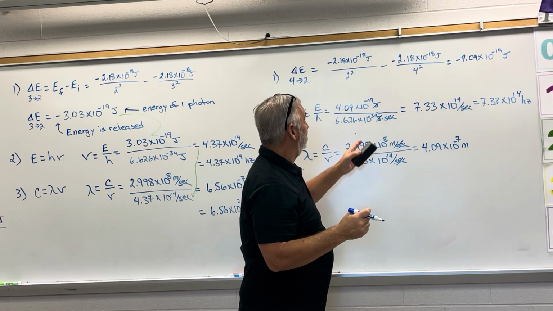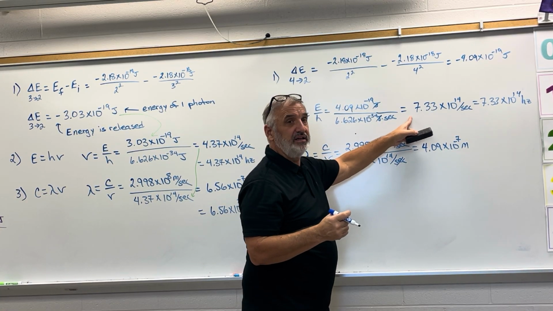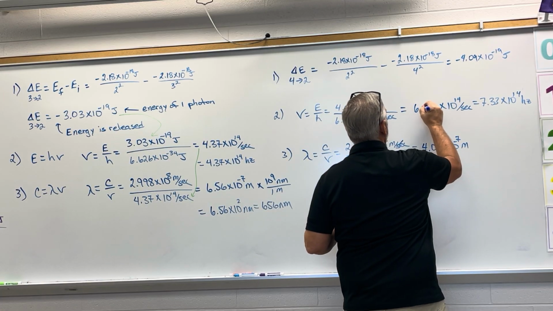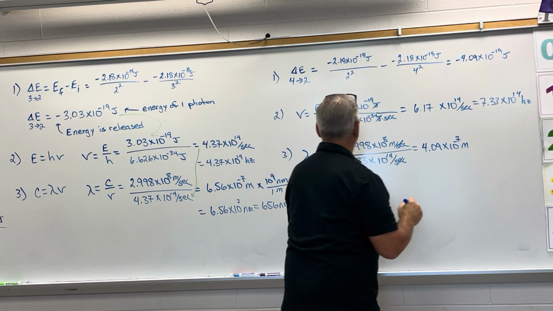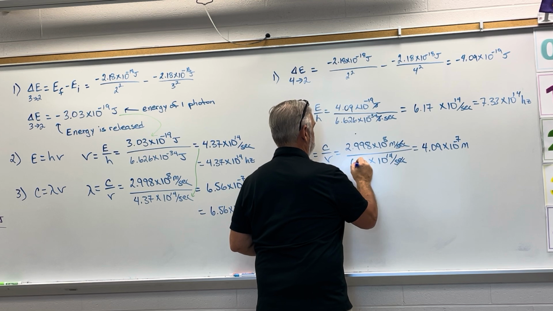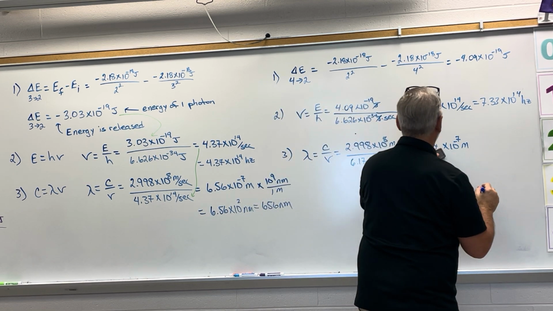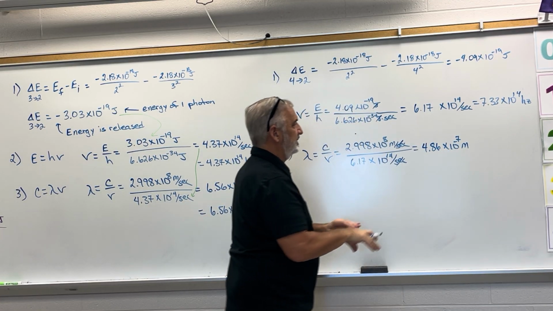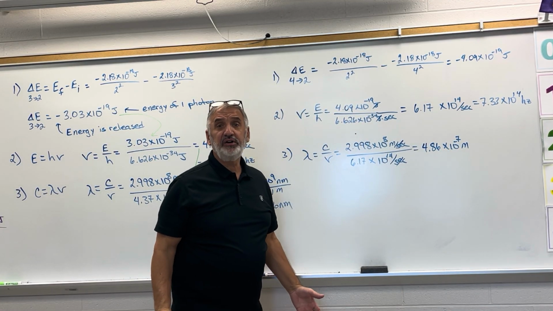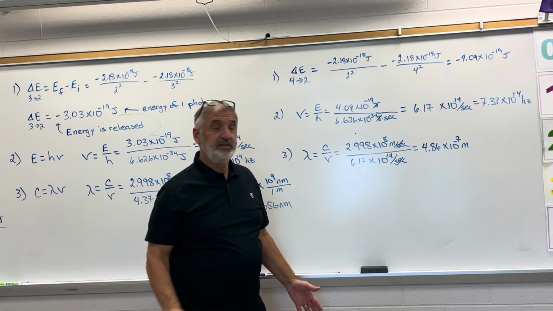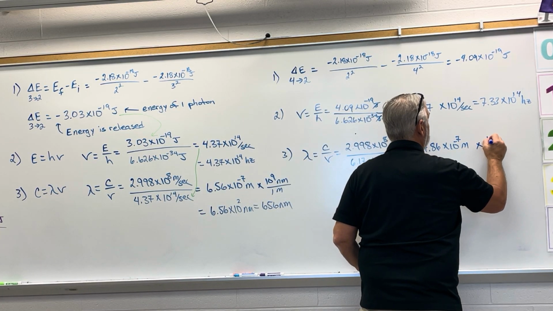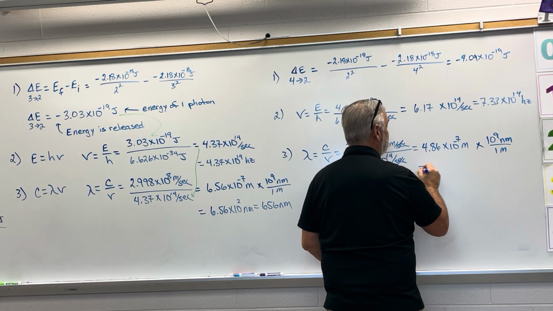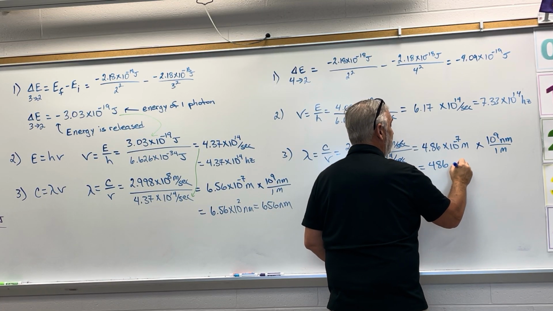Okay, so what do we get here? 6.17. Say that one more time. 6.17 times 10 to the 14th. And then this comes out to 4.86. Okay? Now, that's meters. How do I go to nanometers? Times 10 to the 9th, which simply means I add 9. The number doesn't change, so it's going to be 486 nanometers.